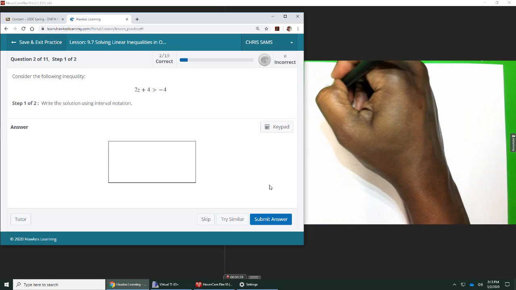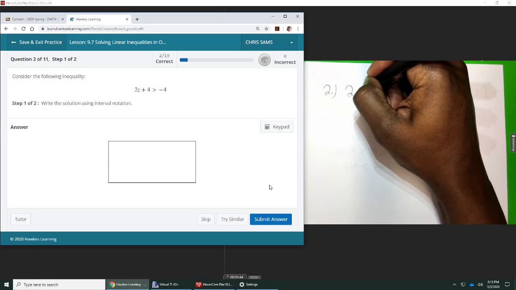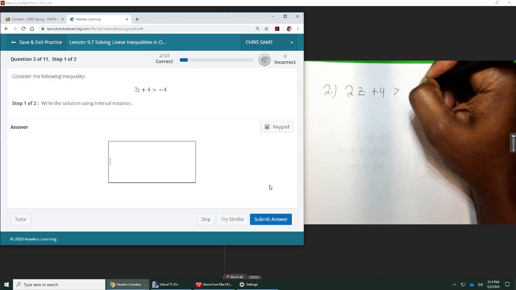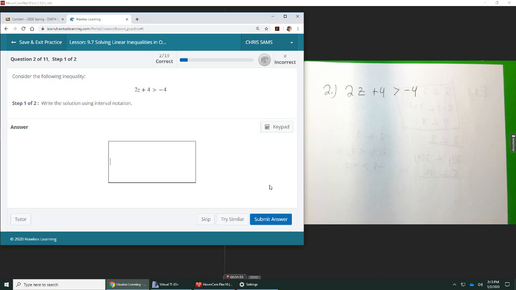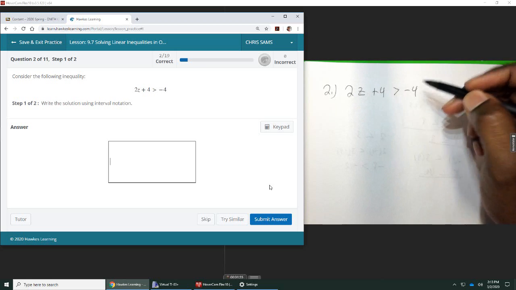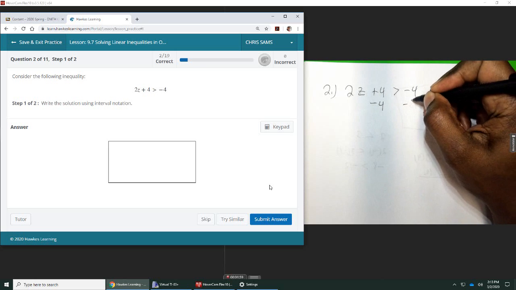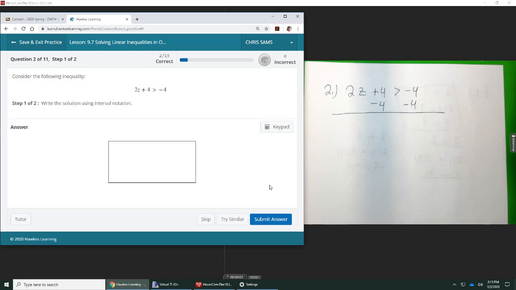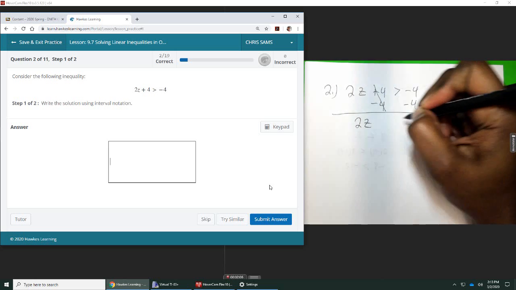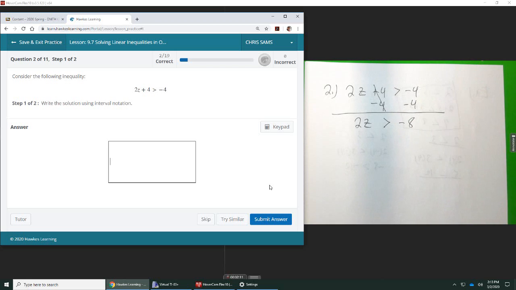So this one we'll actually solve. So we have 2z plus 4 is greater than -4. Okay, so we want to isolate, get the variable by itself. So we're going to add or subtract first. I'm going to subtract 4 to get rid of this addition of 4. Do that to both sides. Plus 4 minus 4 goes to 0. Bring down 2z greater than, this is -8 when we add these together.